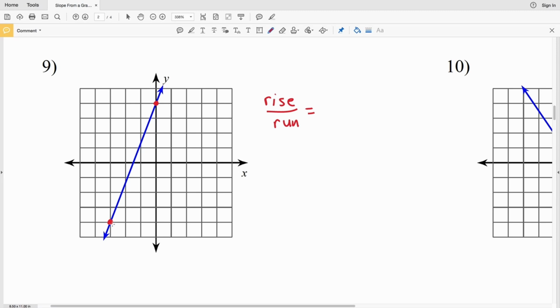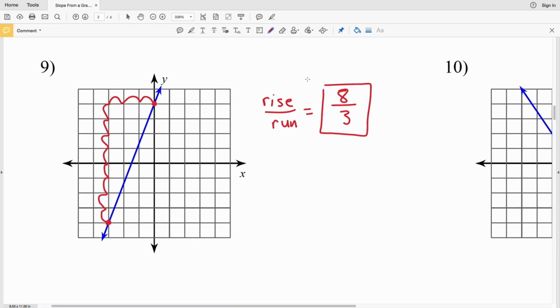Starting at the leftmost point, we're going to go up 8 units. And in the horizontal direction, we're going to go over 3 units to the right. Both the upwards and the right direction were positive, so it's a +8 over a +3. So 8/3 is the slope for number 9.